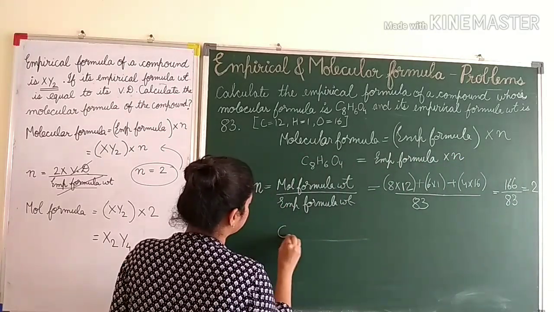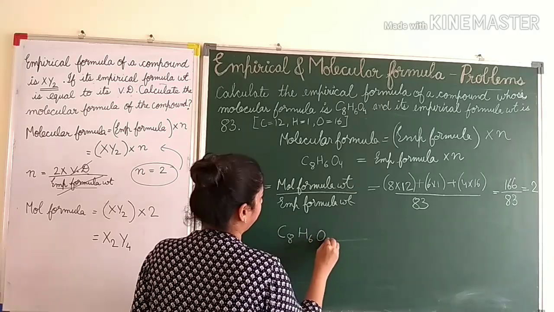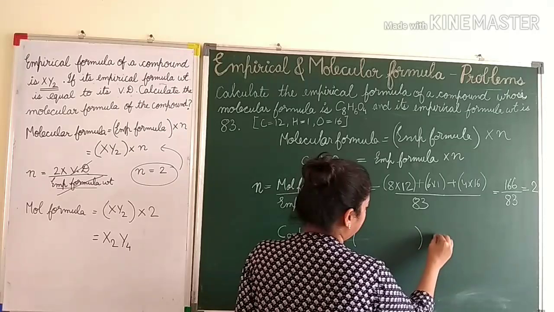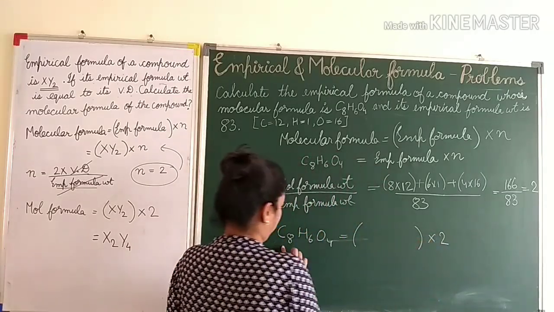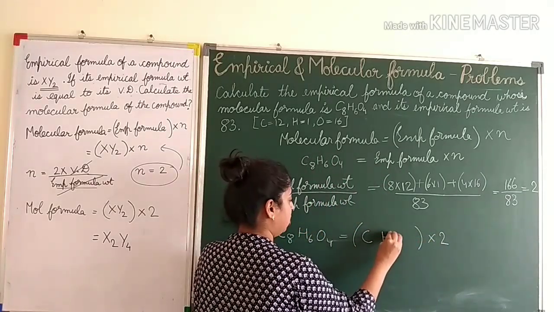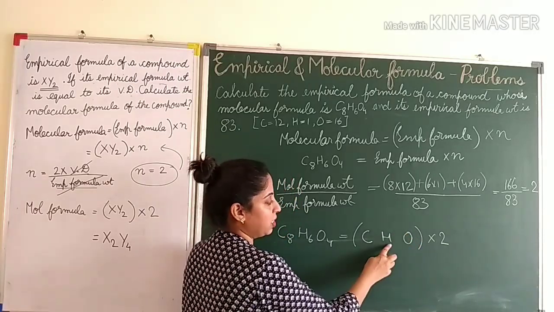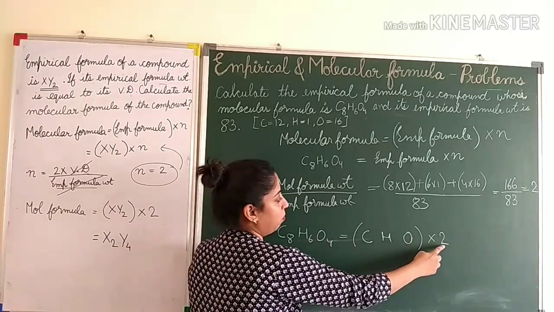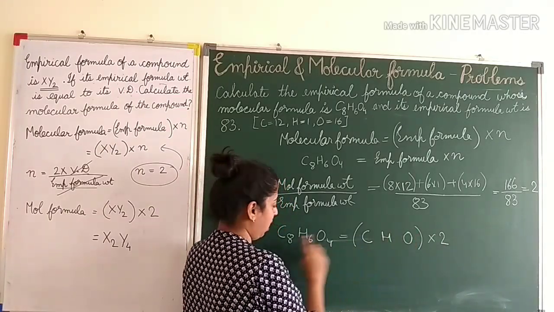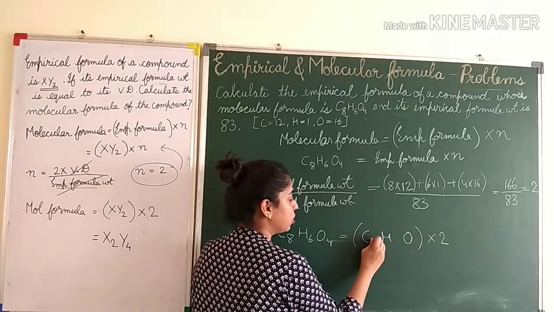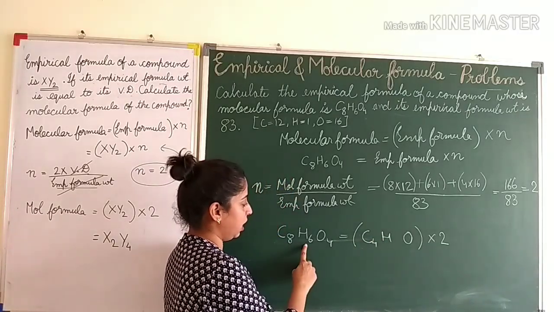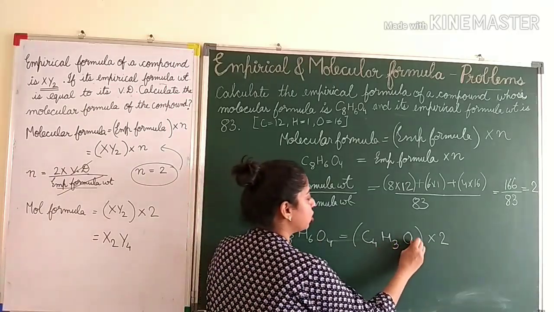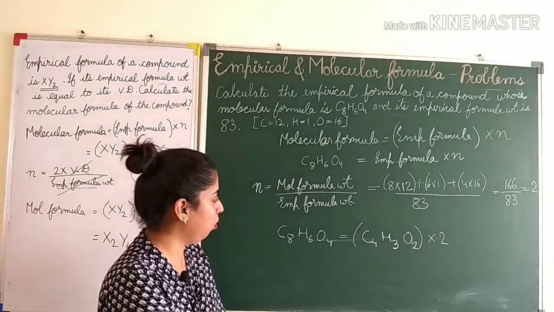We put this 2 here. See, molecular formula C8H6O4 is equal to empirical formula into N. So N is 2. Now, what are the elements? C, H and O, right? We have to find the simplest whole number ratio. Now, this is 8 and here it is multiplied, so what will come here? 8 divided by 2, so it is 4, right? Here 6, so 6 divided by 2 is 3. 4 divided by 2 is 2. Right? I hope you got it.